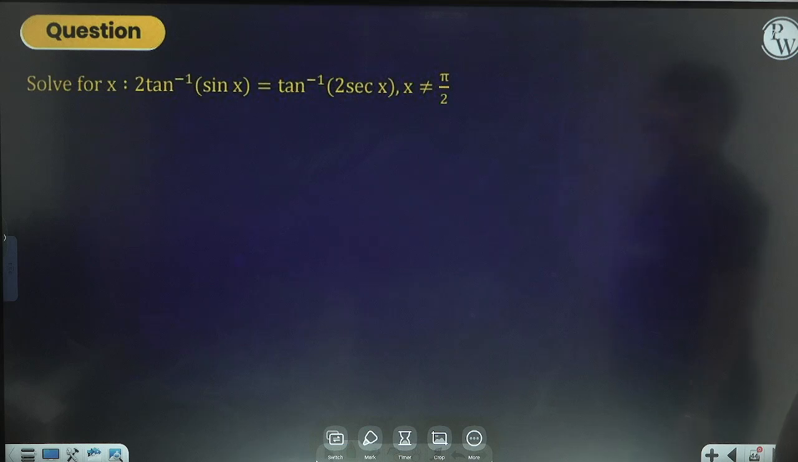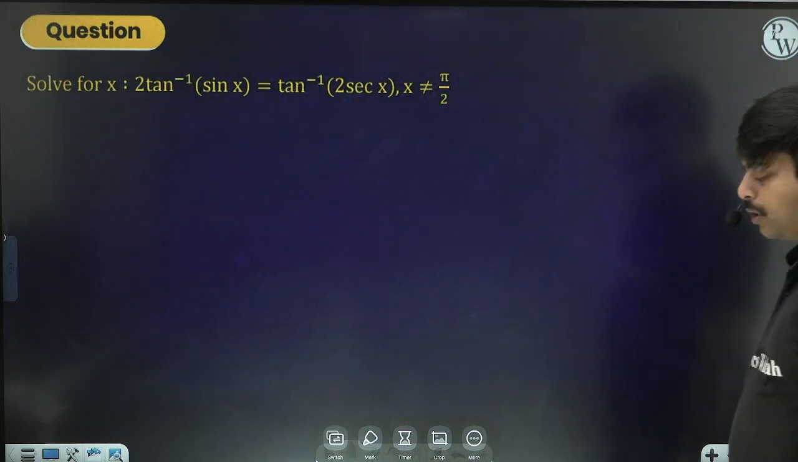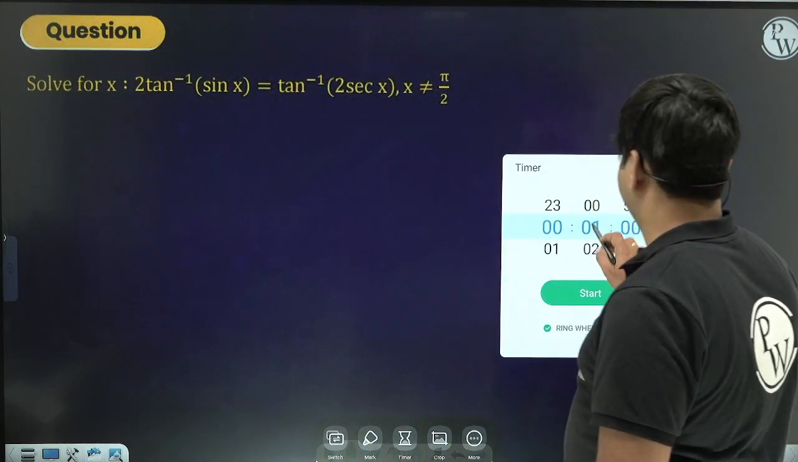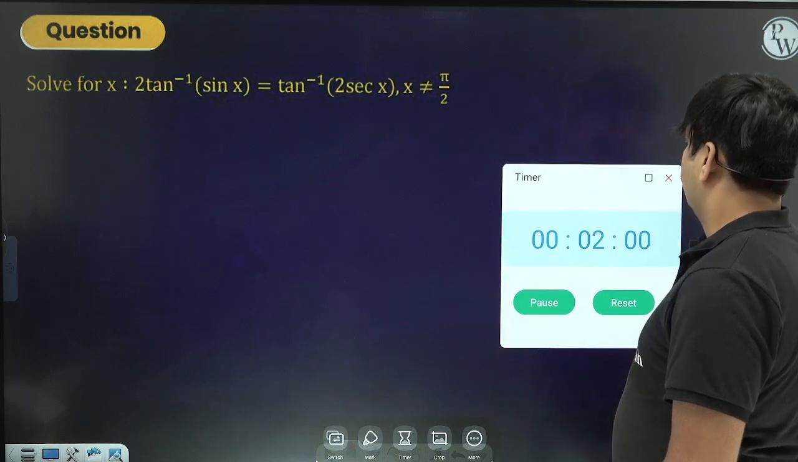Next. Solve 2 tan inverse sin x is equal to tan inverse of 2 secant x, when x is not equal to pi by 2. Again, the same thing, that we need to convert one with the other. Fine, so let's try to do this. I'll give you 2 minutes of time. Do it, people, quick.